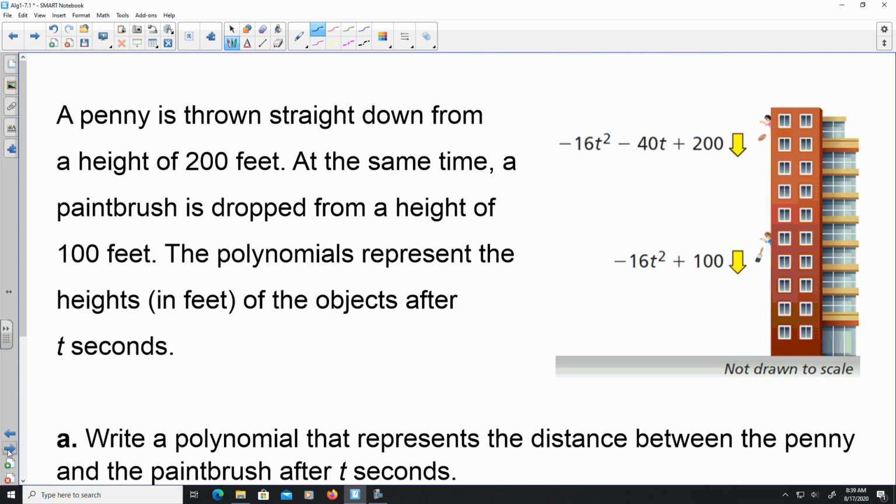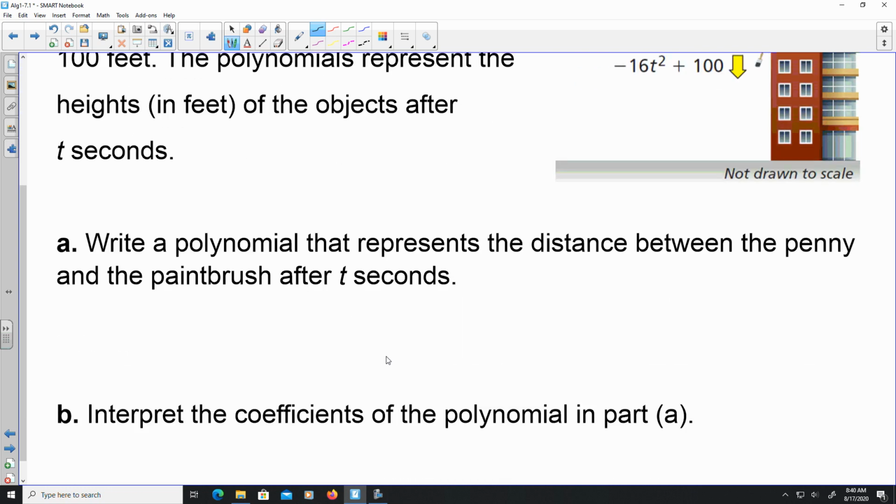All right, so last problem, we have a story problem. We have some illustrations here. So let's take a look at what it says. A penny is thrown straight down from a height of 200 feet. At the same time, a paintbrush is dropped from a height of 100 feet. The polynomial represents the height in feet of the object after t seconds. So here it says write a polynomial that represents the distance between the penny and the paintbrush after t seconds.